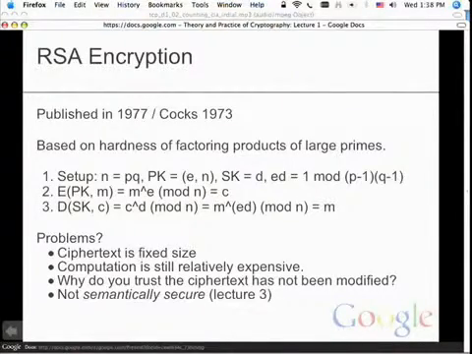Clifford Cox had a kind of rudimentary version. It wasn't as generalized as RSA, but they knew about this years in advance, and I thought that's pretty interesting.